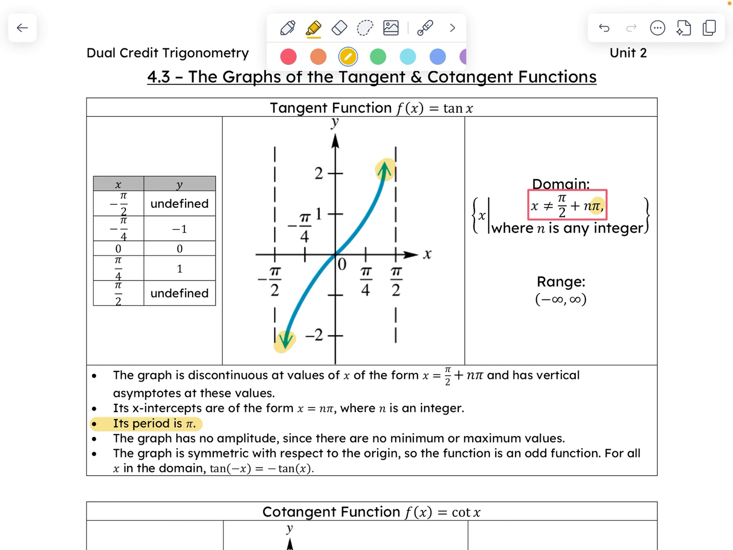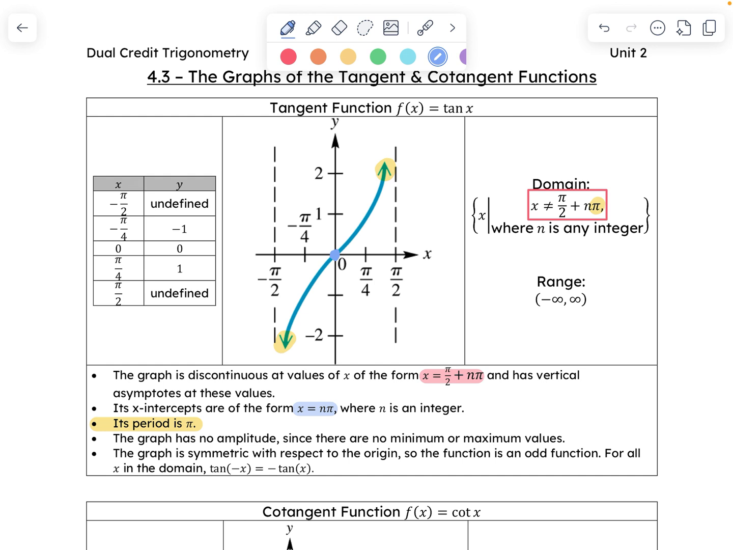So it is discontinuous at values of x of the form x equals pi over 2 plus n pi. Those are the vertical asymptotes we were just talking about up here that I have boxed in pink, so I'll highlight it in pink. Its x-intercepts are of the form x equals n pi. So the first one here is just at 0. That would be 0 pi. Then I would have it at 1 pi, 2 pi, 3 pi, 4 pi, and so on. And I can go in the negative direction too: negative pi, negative 2 pi, negative 3 pi, negative 4 pi.